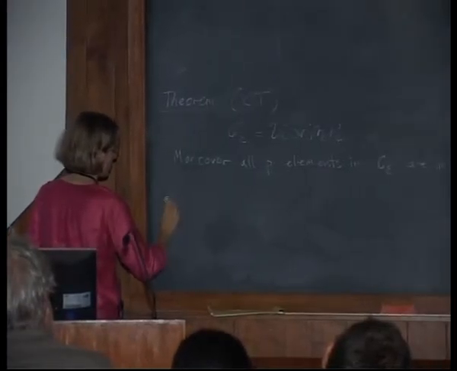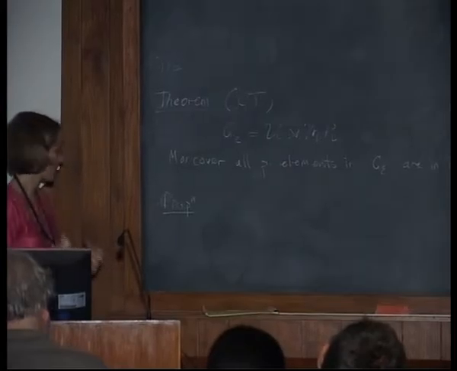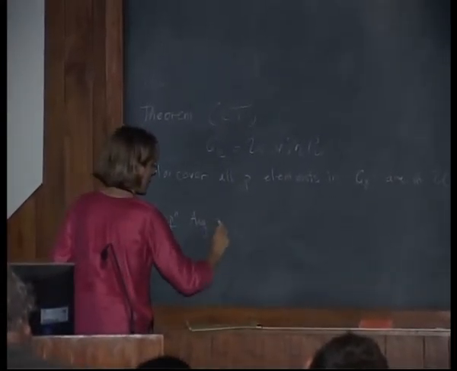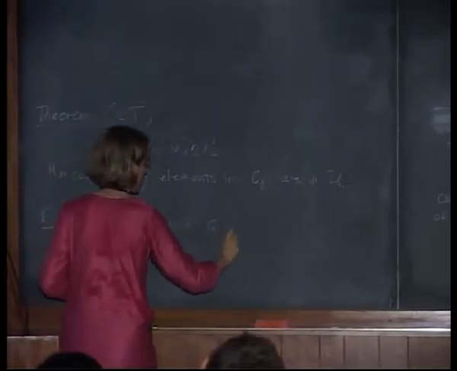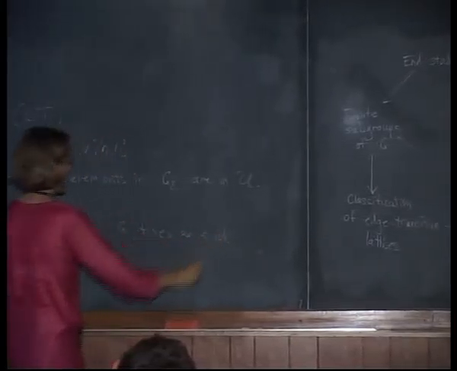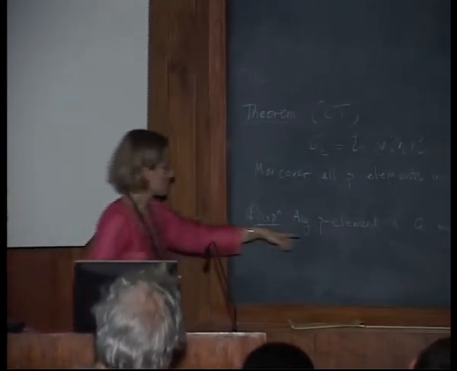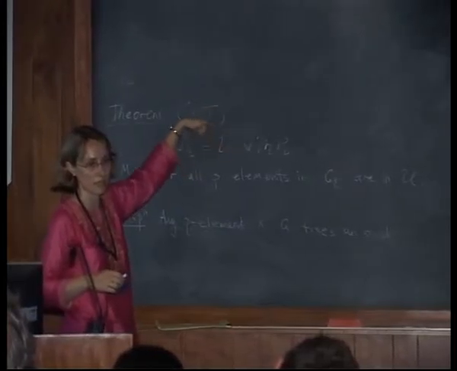We have a proposition, which takes a geometric argument to prove, that a p element in G fixes an end. It's an argument by contradiction. So any p element in G fixes an end. So actually that says that the p elements in G are precisely inside here.